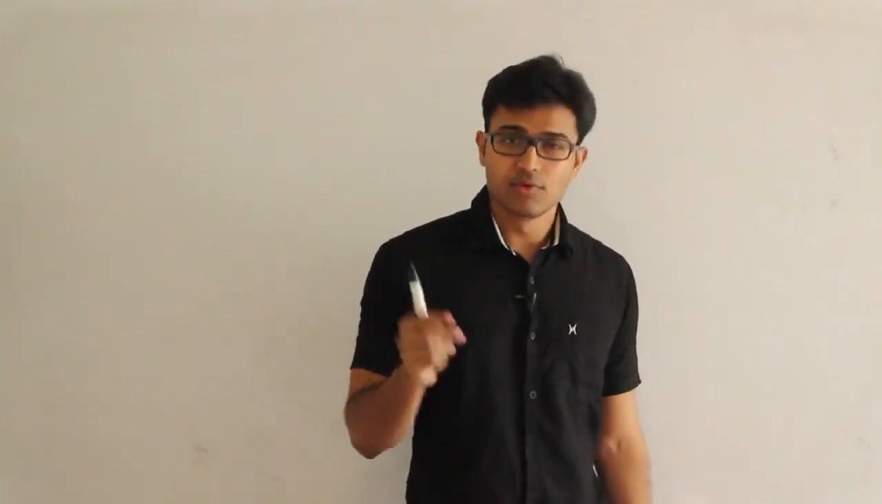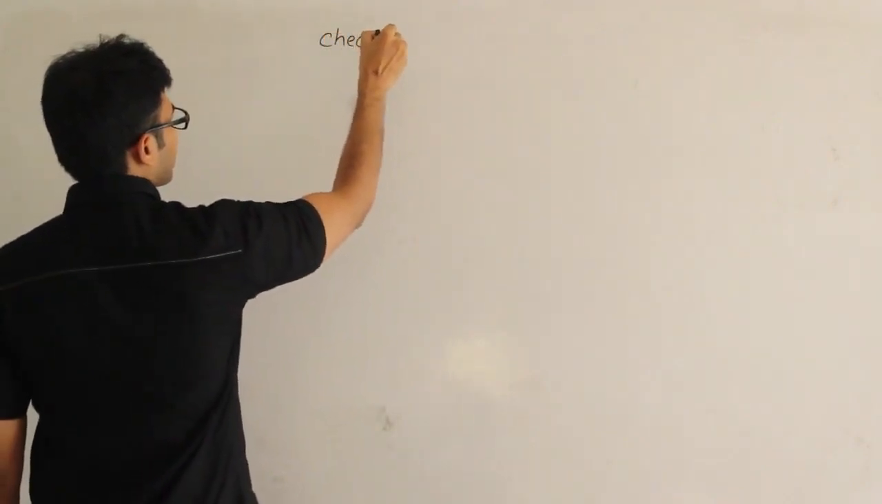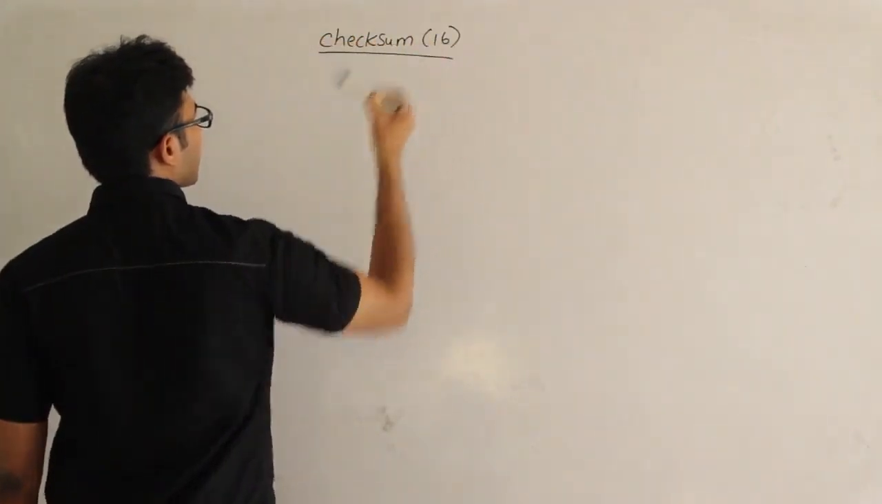Now look at the checksum field of TCP. If you see that header, 1, 2, 3, 4, 5, the fifth row, first part is the checksum. So we are having a 16-bit checksum. So the checksum here is 16-bit, right?